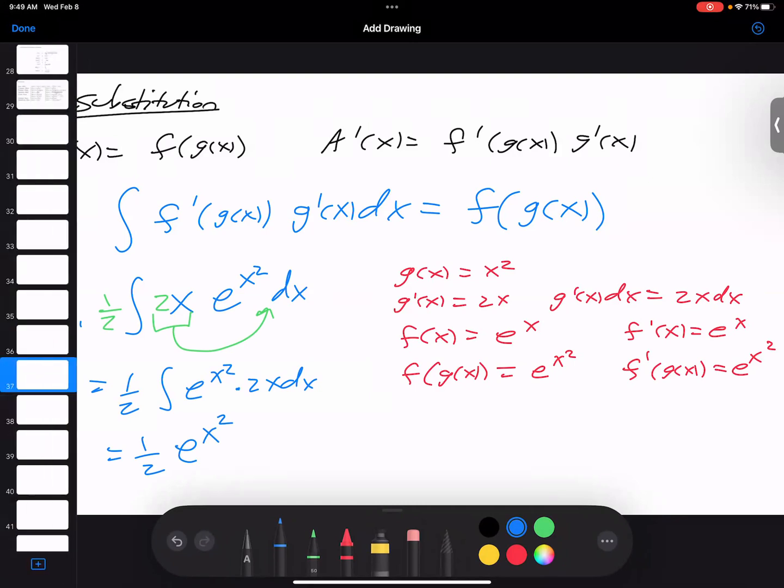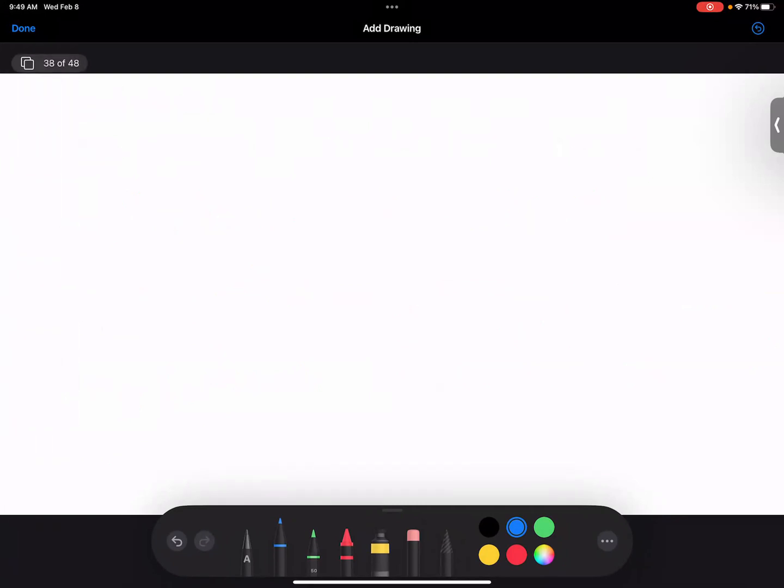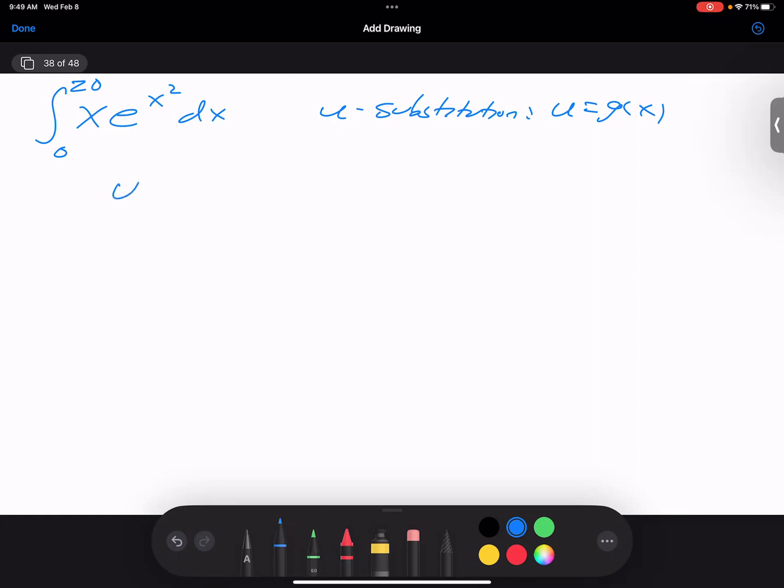Another way that we do problems like this, which I think is sometimes a little easier to follow, is we have the integral of x e to the x squared dx. We do what's called u substitution. And basically, u is our g of x. So let's say I want to integrate from 0 to 20. So we try u is x squared. So du would be 2x dx. So x dx, which is what we have, would just be 1/2 du.